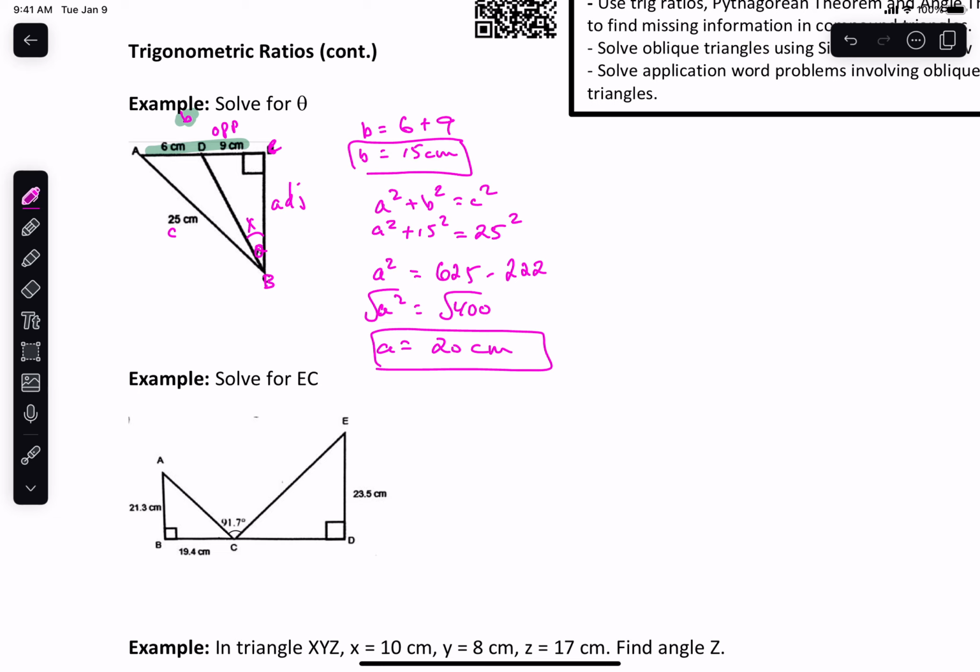Alright, so now that I know that adjacent side length, if you really wanted to, for your own sake, you could just redraw the triangle. You don't have to. But maybe it helps in what it is we're doing. You have 9 centimeters there. And now we know this is 20, and this is the angle I'm looking for, theta. You see that? Oh, this is 90 degrees, sorry.